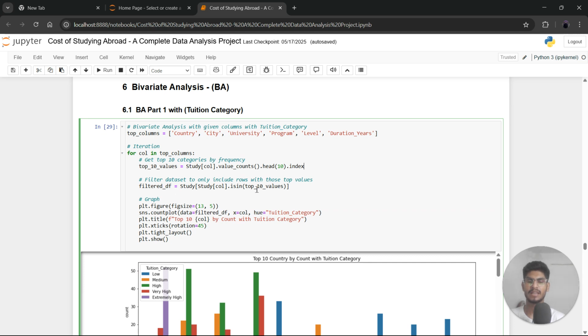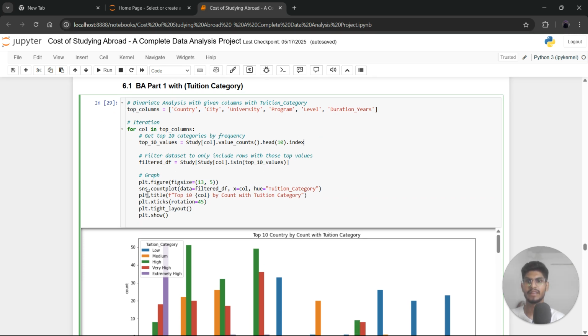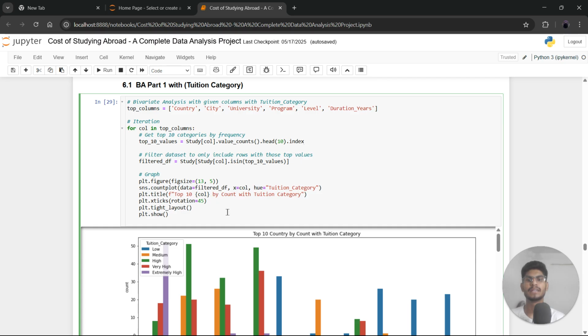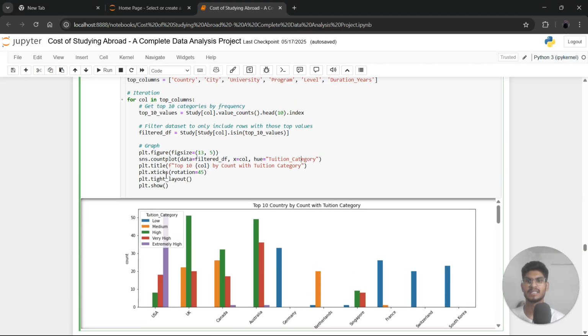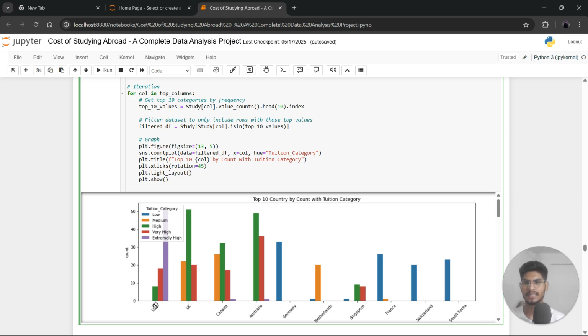Again we are filtering the column to the top 10 rows, and we are using sns.countplot. What countplot does is it prints the counts of the columns. We are using this for the size of the graph. Why are we using hue? Because there will be a relation between country and hue, country with the tuition category. I have explained everything about it, including why we are using xticks rotation.